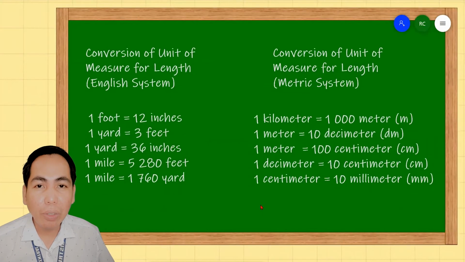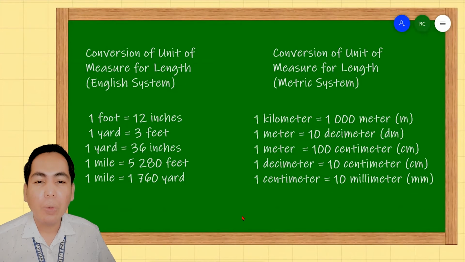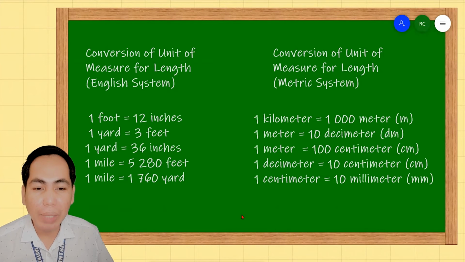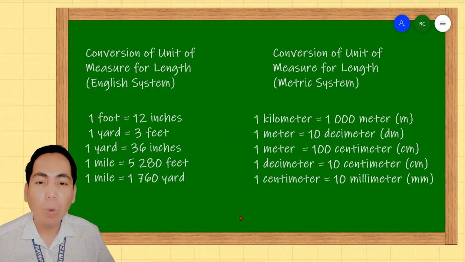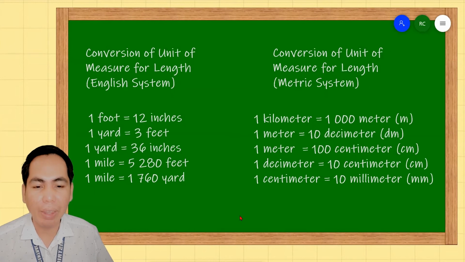To help us in the conversion of units for length, we have here the conversion of units of measure for length. 1 foot is equivalent to 12 inches. 1 yard is equivalent to 3 feet. 1 yard is also equivalent to 36 inches. 1 mile is equivalent to 5,280 feet, while 1 mile is also equivalent to 1,760 yards.